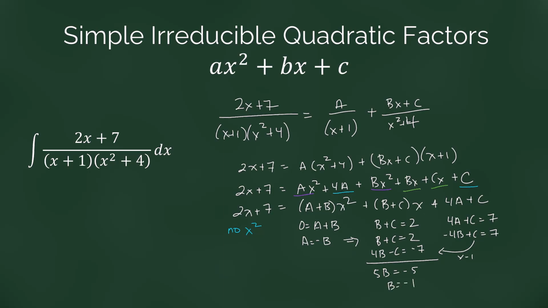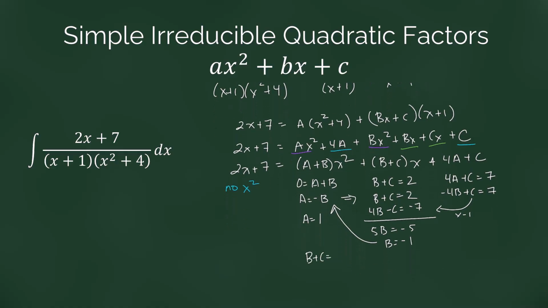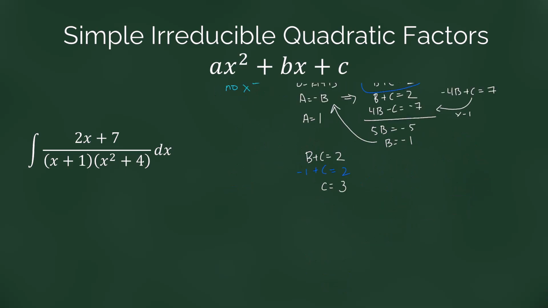So we get that B is equal to negative 1. We can use that back here to get that A is equal to positive 1. And then since we know that B plus C is 2, got that equation kind of hiding up there, right there, B plus C is 2, and we know that B is negative 1. That is going to give us that C is equal to 3.